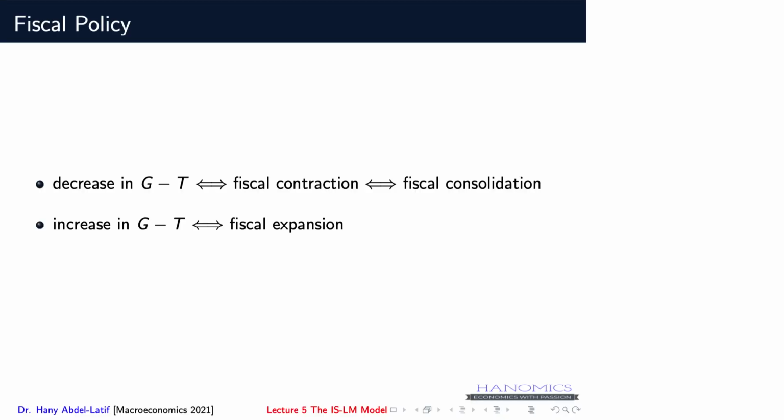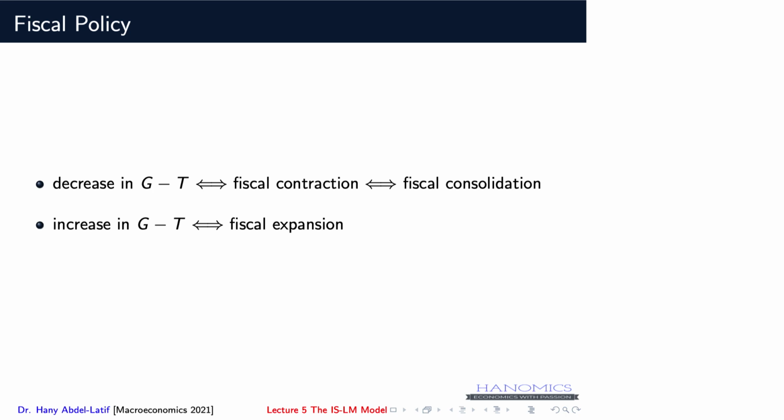Fiscal policy, basically: if the policy is to decrease G minus T, where G is government spending and T is taxes, that is a fiscal contraction, or contractionary policy, also called fiscal consolidation. If you increase G minus T, that means there's a fiscal expansion, an expansionary policy. If you increase the money supply, that means expansionary monetary policy. If you decrease the money supply, that's contractionary policy or monetary tightening, which we'll look at now.